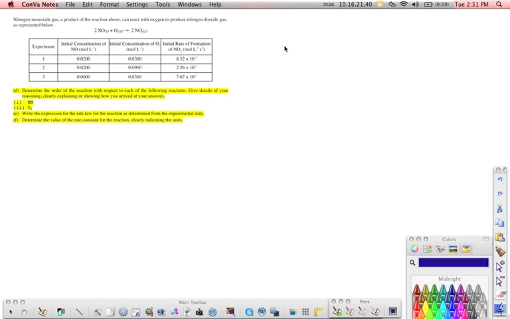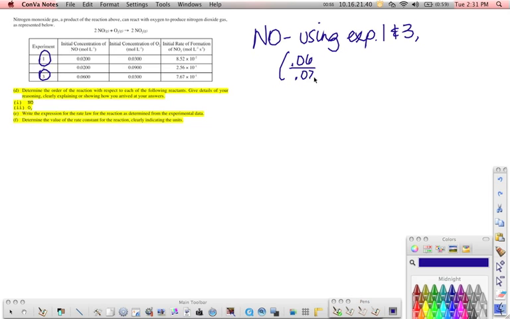So for the first one, for the nitrogen monoxide, we're going to use experiments 1 and 3, and you want to indicate that. So using experiments 1 and 3, that's going to work out to be 0.06 divided by 0.02, these concentrations right here, raised to the m power. We're trying to find whatever m is going to be equal to our rates. So this rate divided by that rate: 7.67 e negative 1 over 8.52 e negative 2. This works out to 3 raised to the m power. This works out to 9 when you plug it in the calculator.